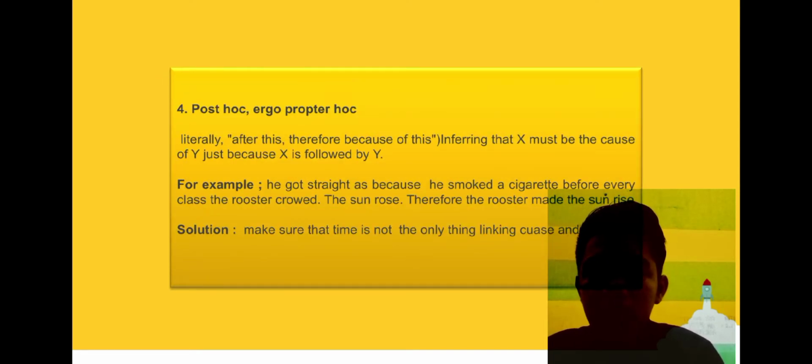Number 4. Post hoc ergo propter hoc. Literally, after this, therefore because of this, inferring that X must be the cause of Y just because X is followed by Y. For example, he got struck because he smoked a cigarette before every class. The rooster crowed, the sun rose, therefore the rooster made the sun rise. Solution: make sure time is not the only thing linking cause and effect.